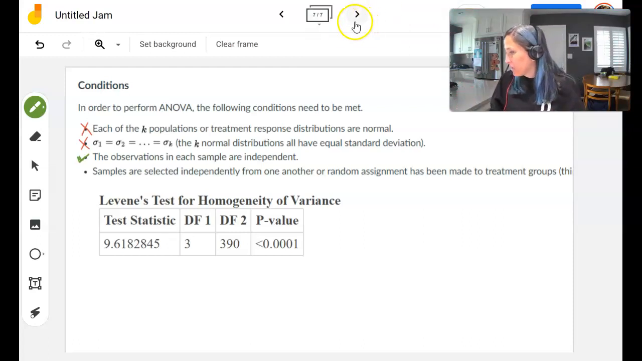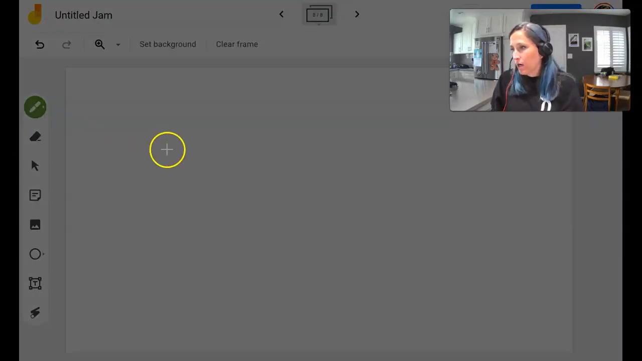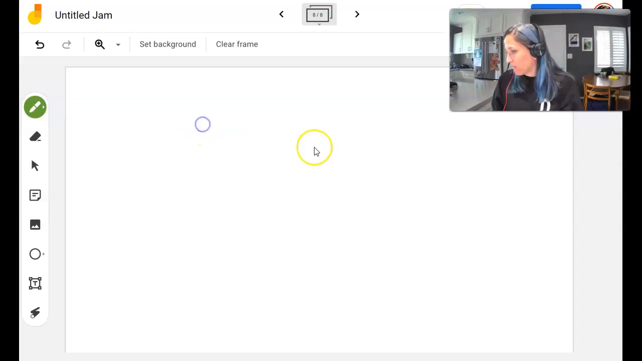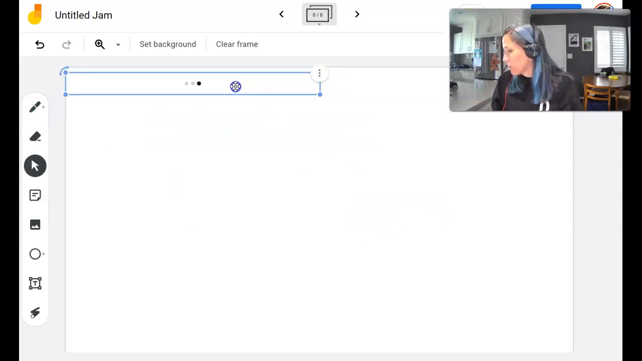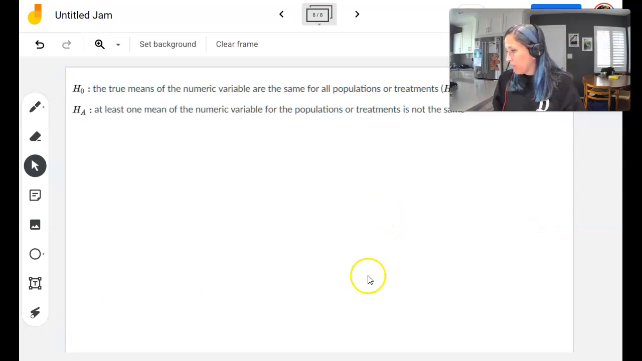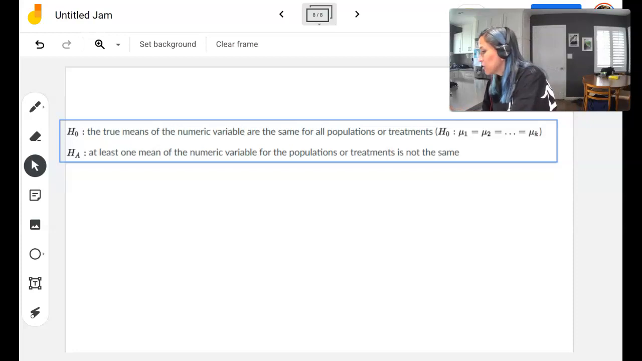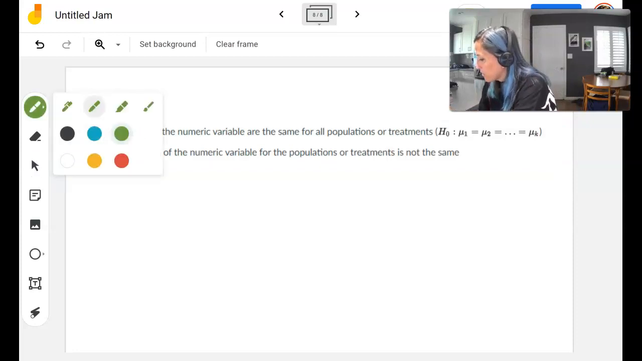And then we go, okay, well, let's go ahead and write out our hypotheses. Now, this is one that students really struggle with if they choose to do a project on a quantitative or numeric versus a categorical variable. So let's just pull these up and rewrite them for our situation. Get my face out of the way. There we go. All right, so in this case, the true means of our numeric variable.